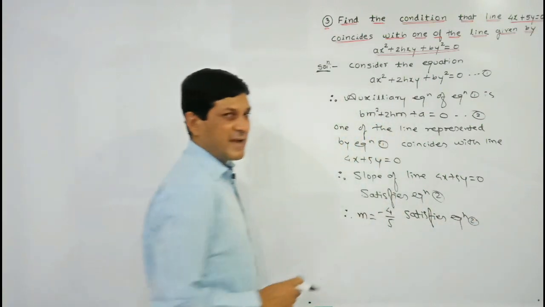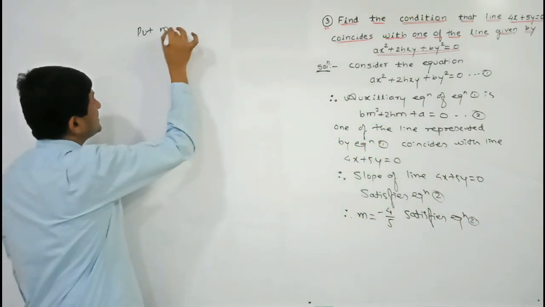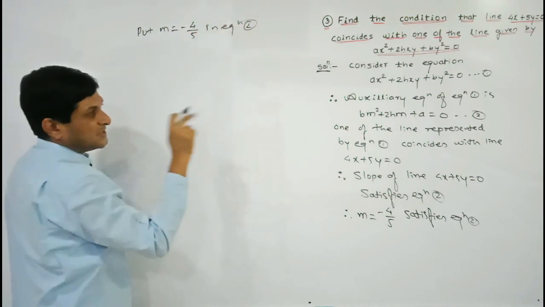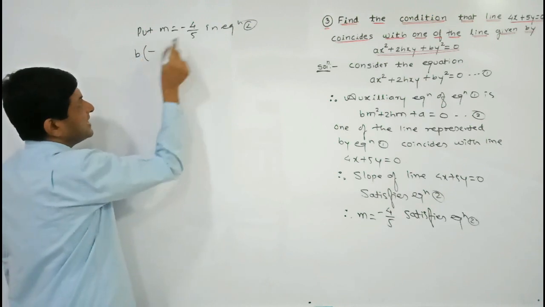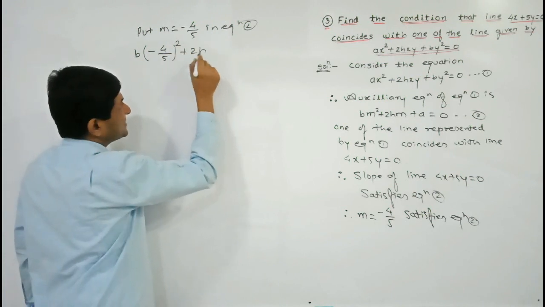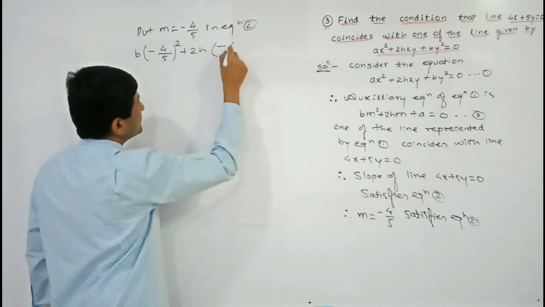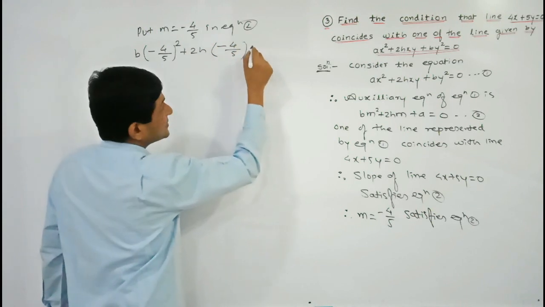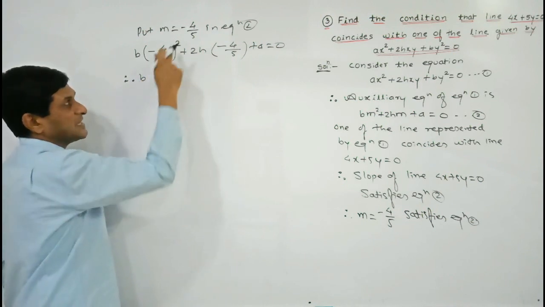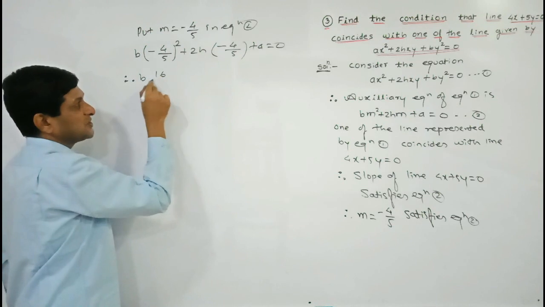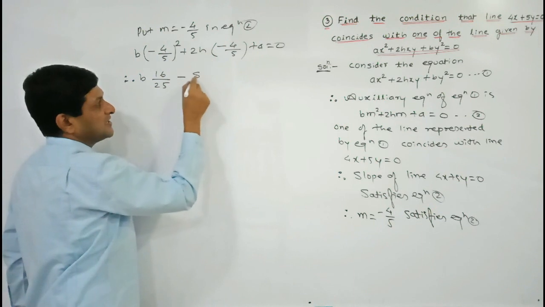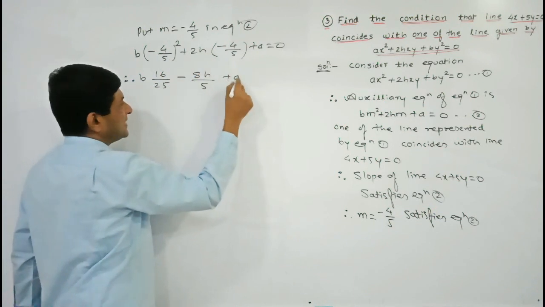Now I am substituting this value in equation number 2. So put m is equal to minus 4 by 5 in equation 2. So see, equation 2 will become b, replace m by its value minus 4 by 5, keep this square as it is, again plus 2h as it is, again replace m by its value minus 4 by 5, and the last term plus a is equal to 0 as it is. Let us simplify it. So here b, keep it as it is. The square of minus 4 by 5 is 16 upon 25. Here minus 4 into plus 2 is minus 8h upon 5 plus a is equal to 0.